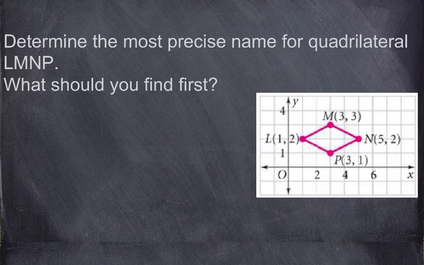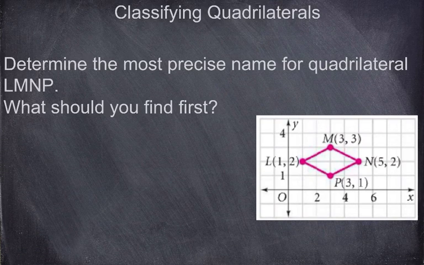Next problem here. Determine the most precise name for this quadrilateral, LMNP. So we have to classify this quadrilateral. Is it just a parallelogram? Is it a parallelogram and a rhombus? What do we have going on here?